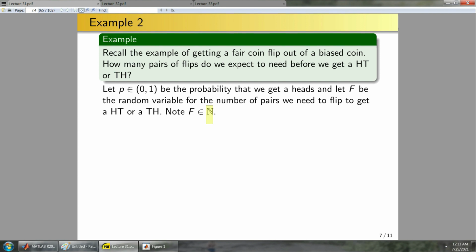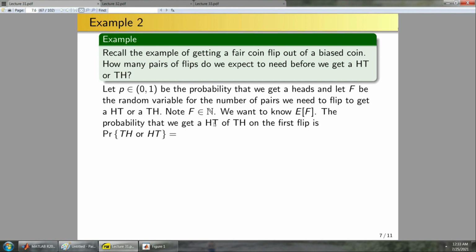Okay, so now we want to know what the expected number of flips are. So that's simply the expected value of F. So in order to answer this, I need to know the probability of F being equal to any of these given natural numbers. So the first thing I need to figure out is, what is the probability of getting a heads tails or a tails heads? Well, the probability that we get a heads tails or tails heads on the first flip is simply going to be this probability here.